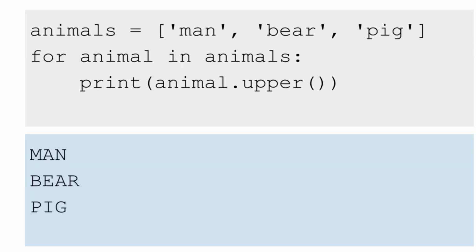Here is an example that prints the uppercase version of every animal in the animals list. The first time the code block gets executed, animal is assigned the value of man, since man is the first item in the list of animals. The second time the block of code gets executed, animal is assigned the value of bear, since bear is the second item in the list. And finally, the third time the block of code gets executed, animal is assigned the value of pig.